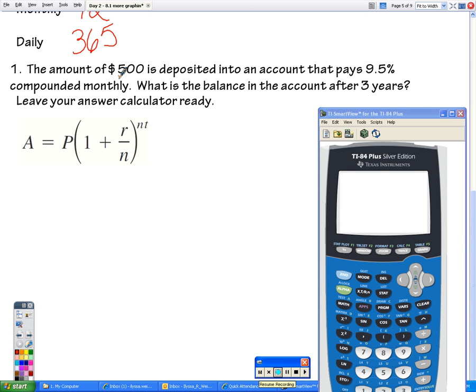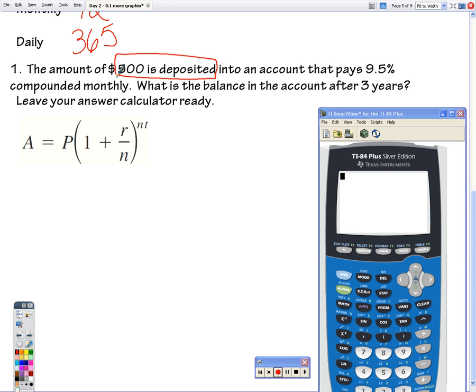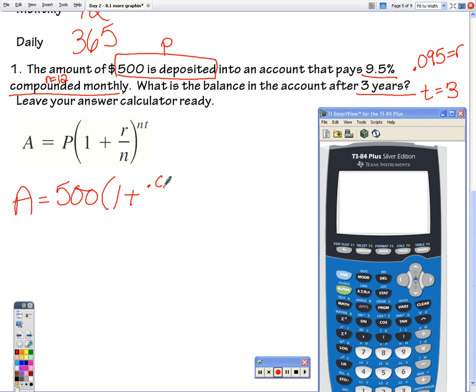So in this first problem, 500 is deposited. That's our principal, the initial amount that we put in the account. 9.5% as a decimal is 0.095. That's going to be our rate. Compounded monthly means that N will be 12. And 3 years is T equals 3. So I'm going to plug all of those into our formula in the corresponding location.